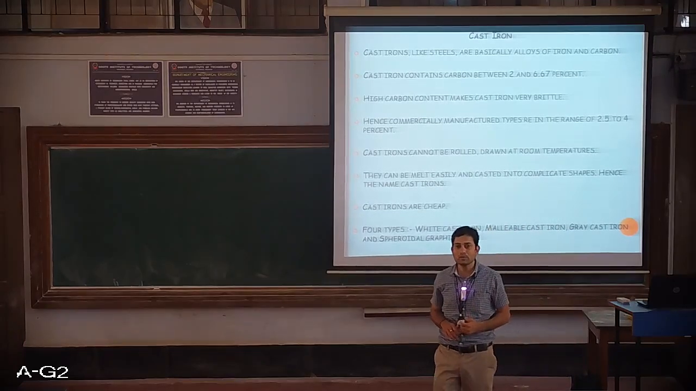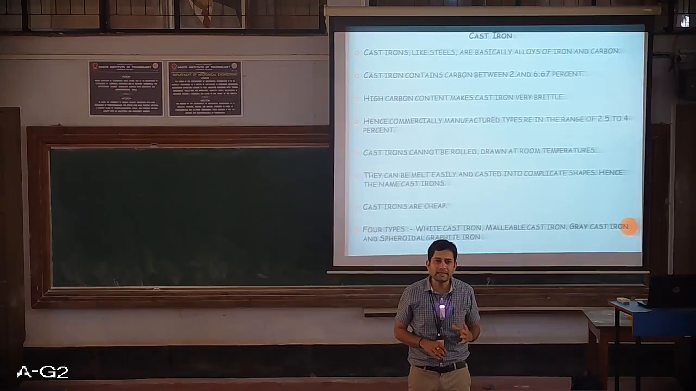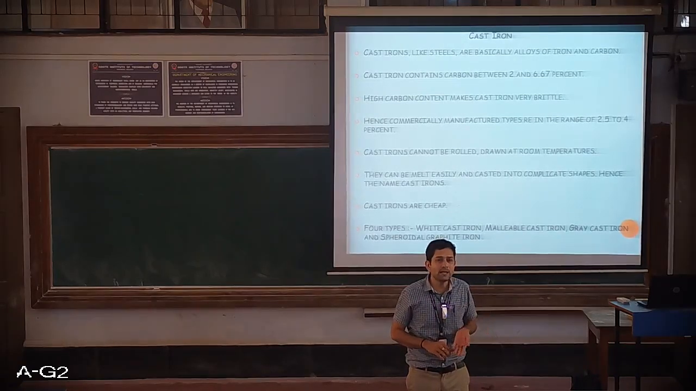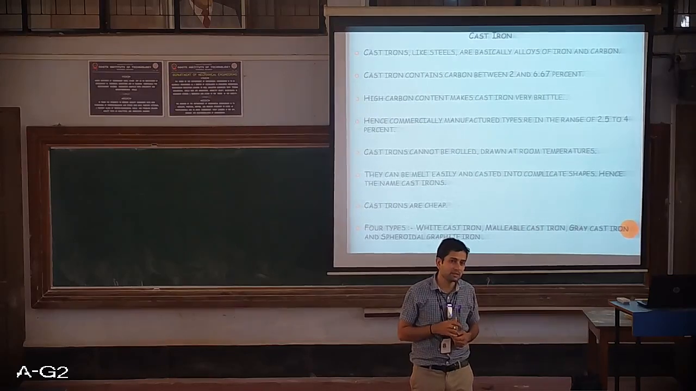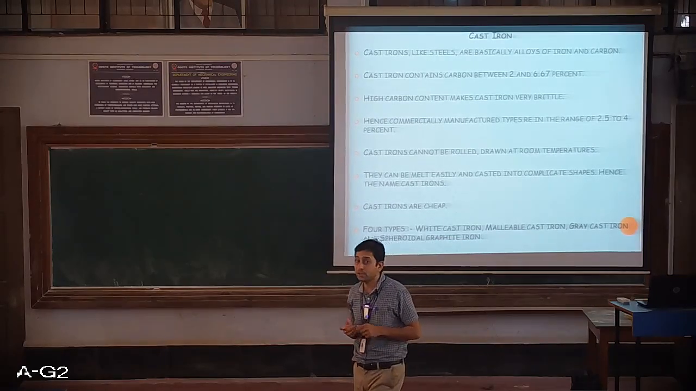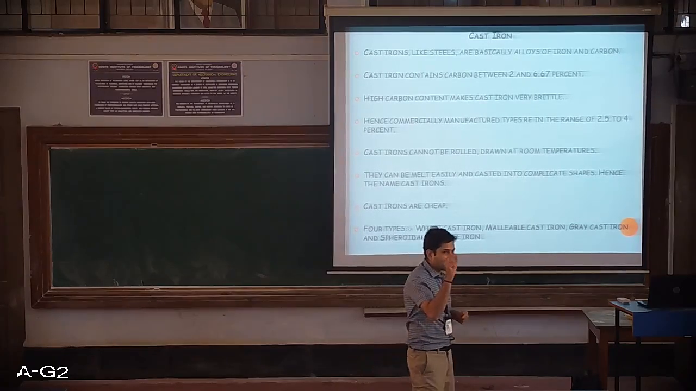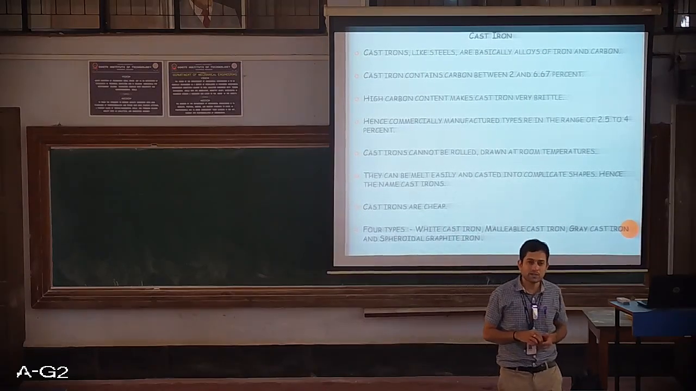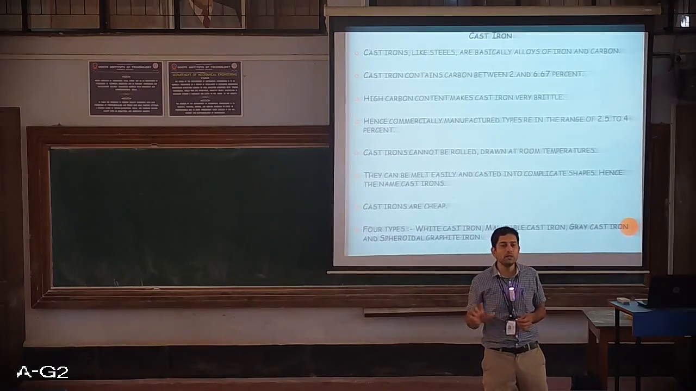Why? Because cast iron shows very good fluidity. It can be melted easily and poured easily, and it fills up the mold cavity very easily. That's why it is called casting. The reaction that precedes this kind of operation is the eutectic reaction. At the eutectic point, the cast iron, though an alloy, will behave just like a pure metal and its fluidity will be very good.